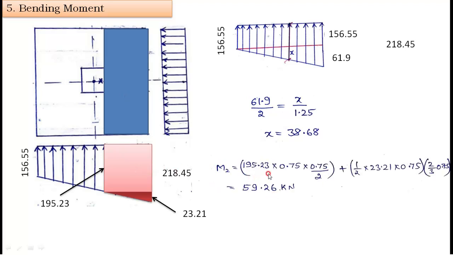For that one I will calculate. For this UDL, WL square by 2, W is there, L square by 2. This rectangle is over. But when coming to the triangular load, the triangularly distributed load, I will make it a concentrated load by taking the area, half into height into base, and into the distance, its CG will be here, from here to here it is 2/3 of 0.75. Then I will get 59.26 kilonewton meter.